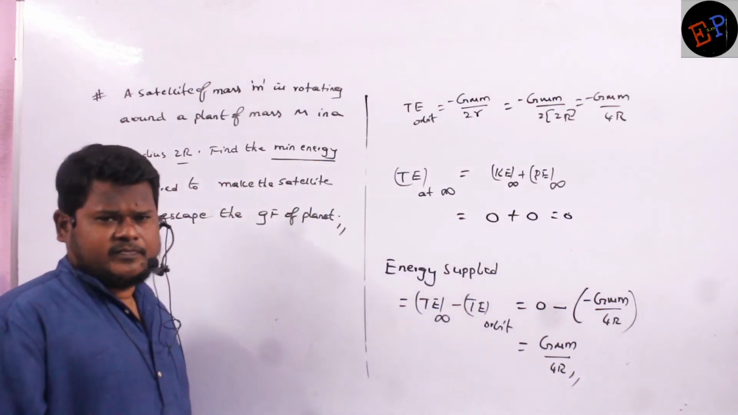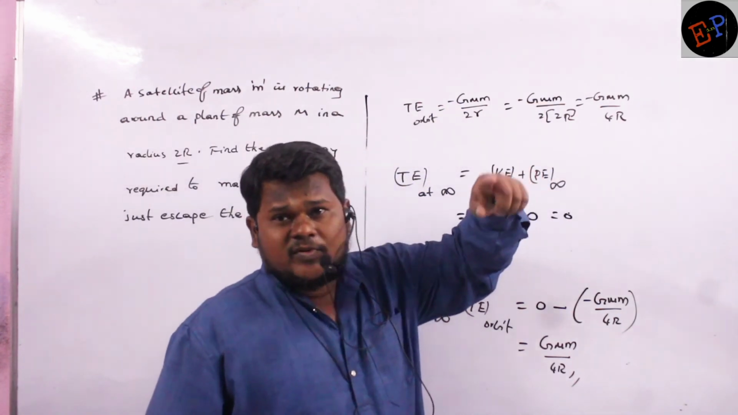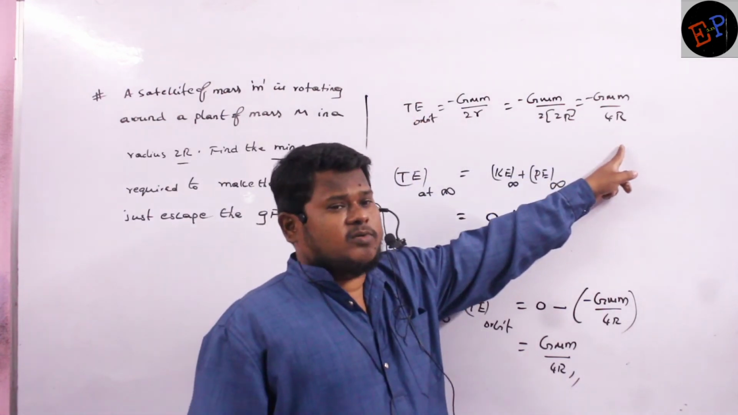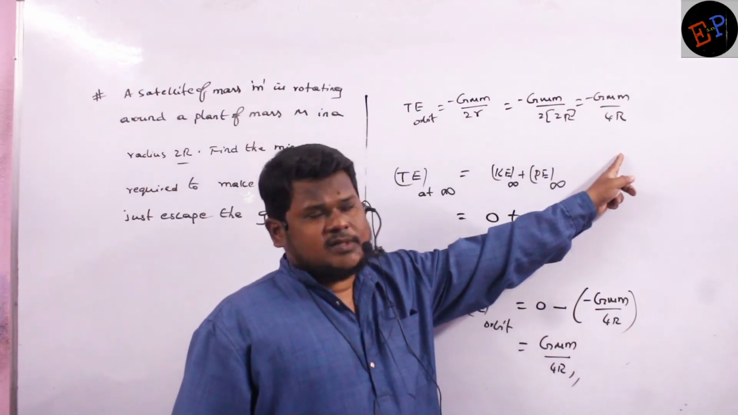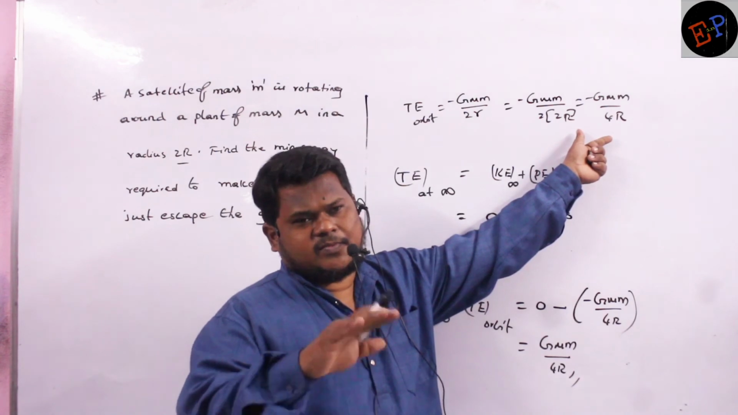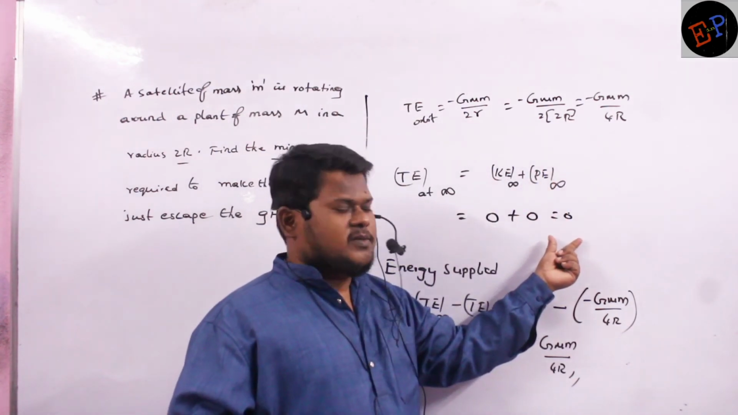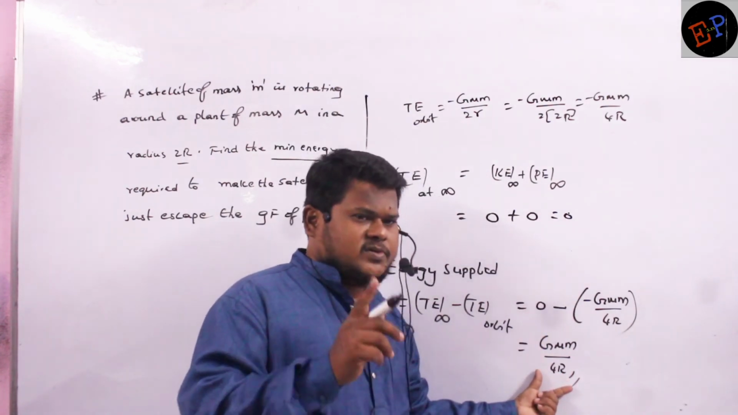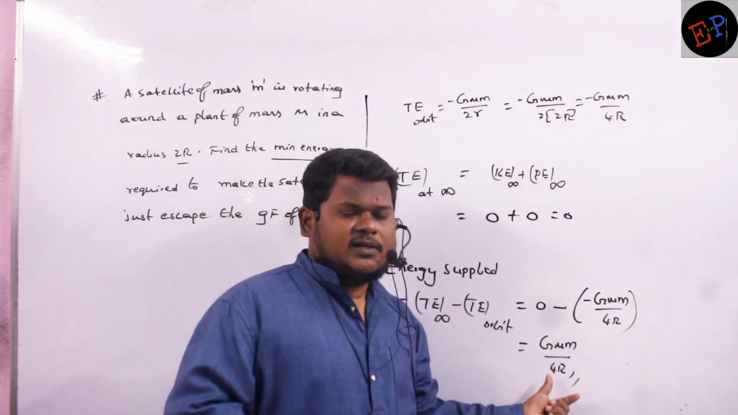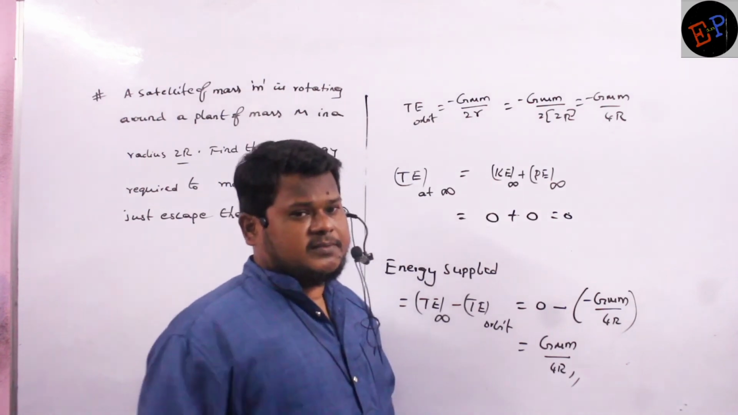Already we studied this one, no? So first you calculate total energy. Same amount of positive energy if you supply, then total energy will become 0. If it is minus 10 joules, you have to add plus 10 joules. Minus 10 plus 10? 0. Then total energy will become 0. It means I have to supply the same amount of positive energy. This is negative energy, no? If you supply the same amount of positive energy, then the body just crosses the gravitational field without any velocity.